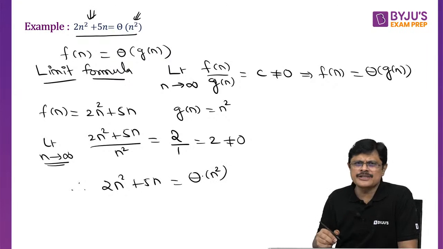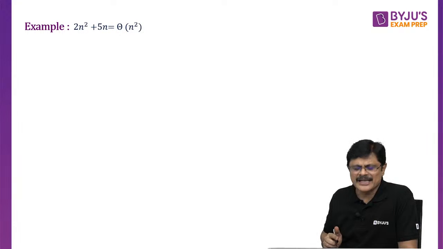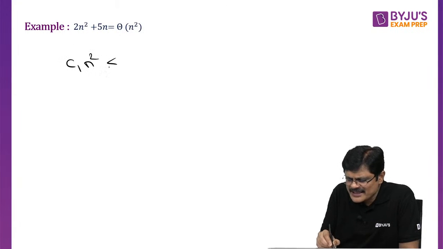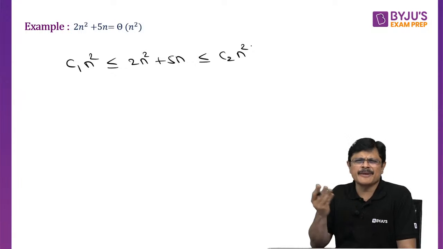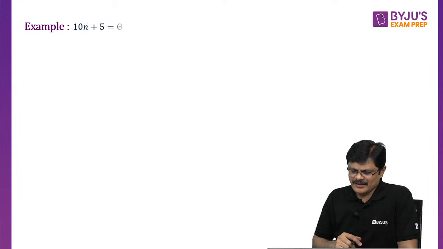If you want, you can use the C1, C2 constant method. That also you can try, sir. But I have given a shortcut method. If you want, you can try this: C1 n square less than or equal to 2n square plus 5n less than or equal to C2 n square. This method also you can try. Hope you understand. Try this as homework.